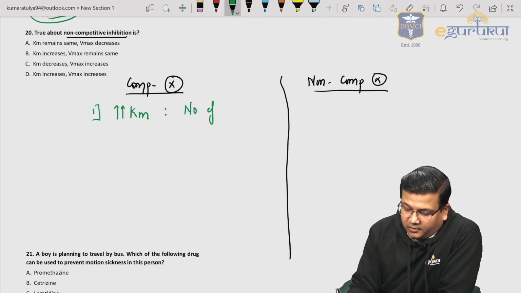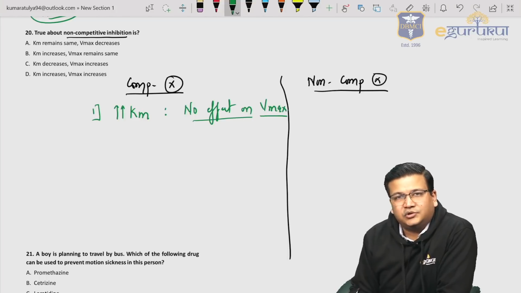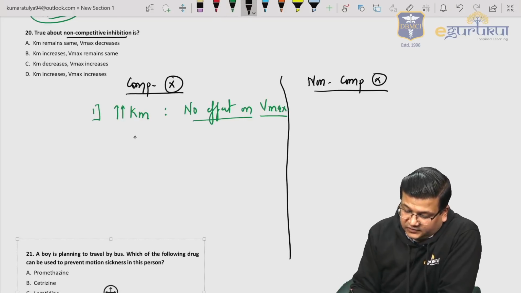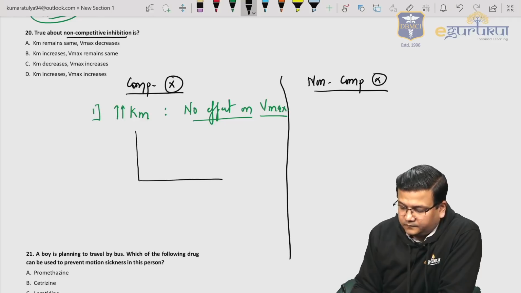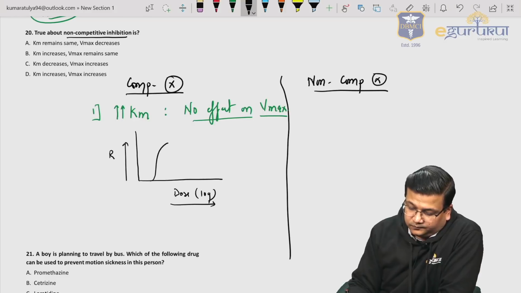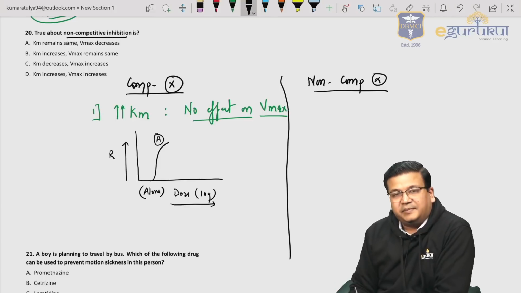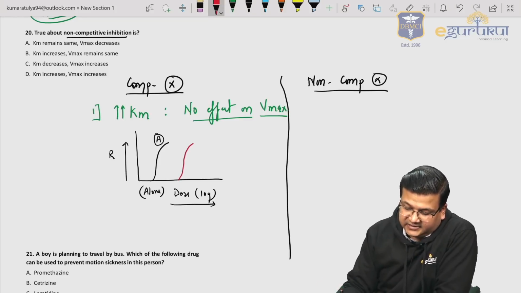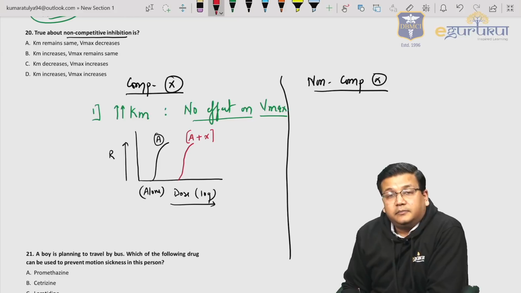No effect on Vmax. Vmax is the maximum speed or the maximum response. So maximum response can still be achieved, but more dose will be required. How do we present it in a graph? So if we draw the dose response curve, this is dose in log form and this is response. So if drug is alone, suppose we have drug A. When present alone in your body, only drug A, this is the dose response curve seen, and the red line represents the DRC of the curve after adding X. So now the body has X also present in the body.